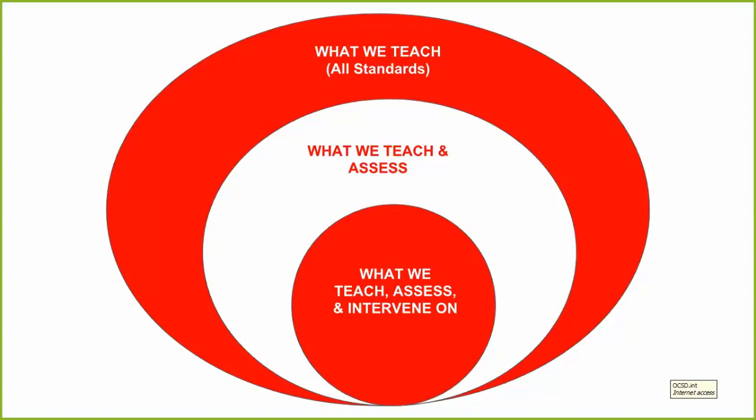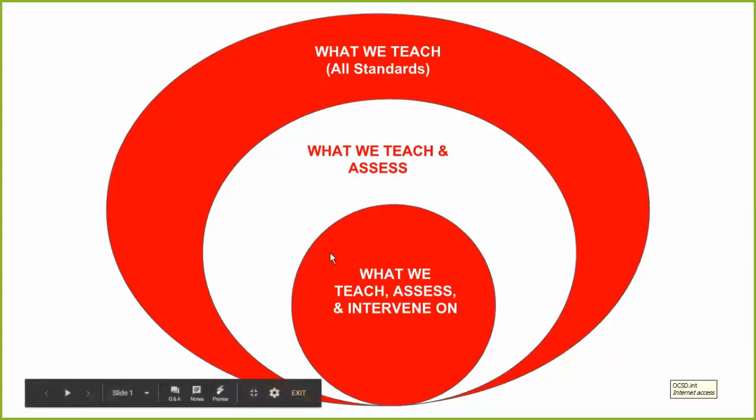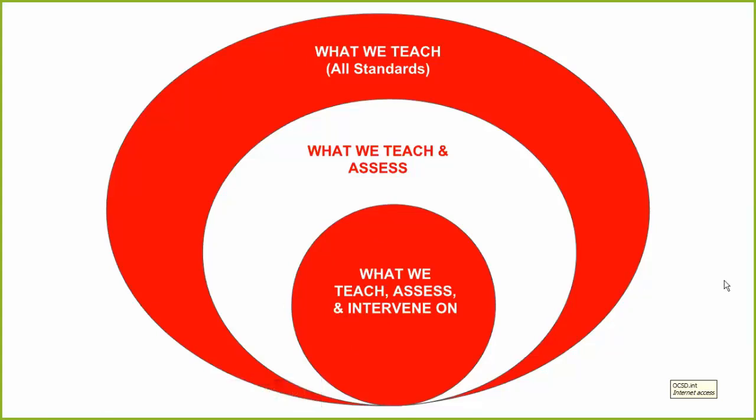This diagram provides an overview of the purpose for prioritizing standards. The biggest circle represents what is taught in each course, all the standards. The next layer represents how teachers have already prioritized important skills and understanding by identifying what is taught and assessed. The goal of this process is to narrow down the third circle. What do we commit to teach, assess, and intervene on?